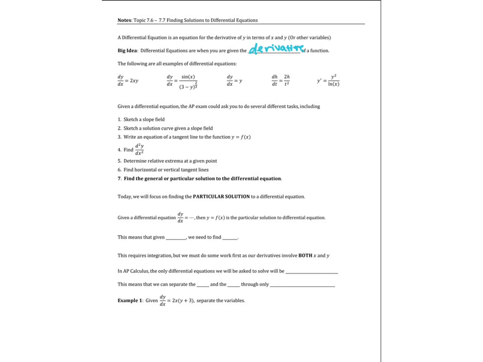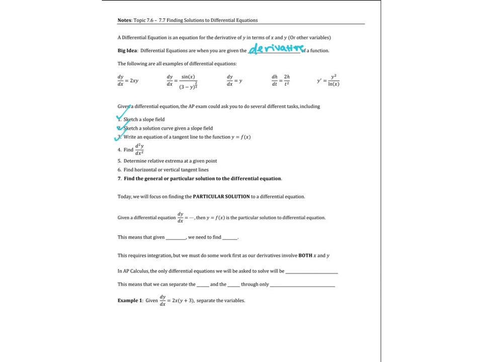Given a differential equation, the AP exam could ask you to do several things from this one equation. You could sketch a slope field, which we've done. You could sketch a solution curve given a slope field. We've done that. You could write an equation of the tangent line. What are the two things you have to write an equation of a tangent line? A point and a slope, right? What's the diff EQ part of that? When they give you the differential equation, what are they giving you? That's your slope, right? And you can plug in your point, find the slope at that point, go from there.